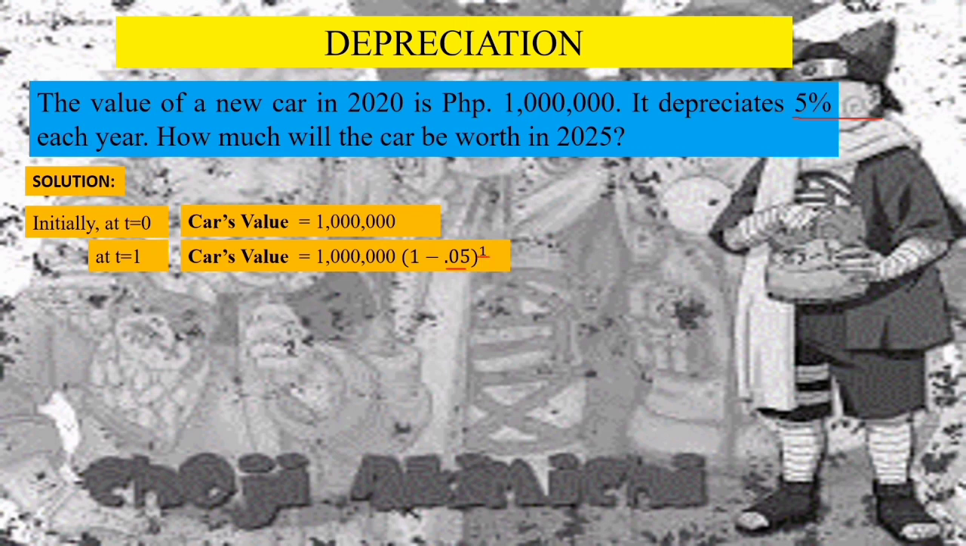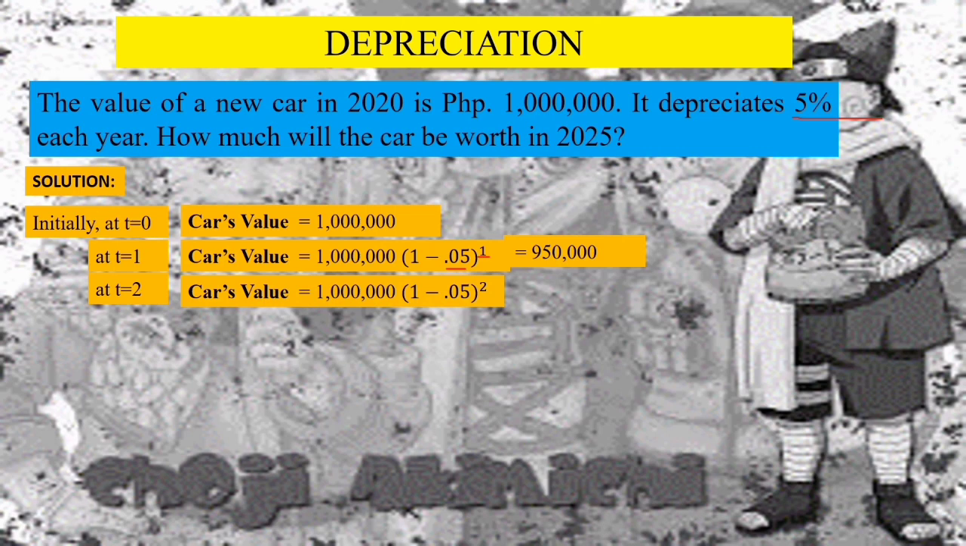So, magkano na lang yung car mo sa 2021? That is equal to 950,000 pesos. Okay. How about if t is equal to 2 years? So, sa 2022, magkano na yung sasakyan mo? So, 1 million times 1 minus 0.05 raised to the power of 2.